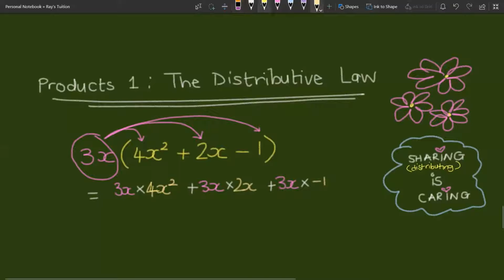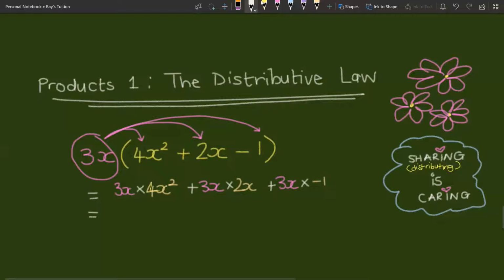So you can see what we've done is that the 3x has been multiplied by the 4x squared, the 3x has been multiplied by the 2x, and the 3x has been multiplied by the -1. Please remember to take the multiplications with the sign. So if it's a -1, then write -1. If it's a +2, then you can write +2, but then you can leave it as a positive.